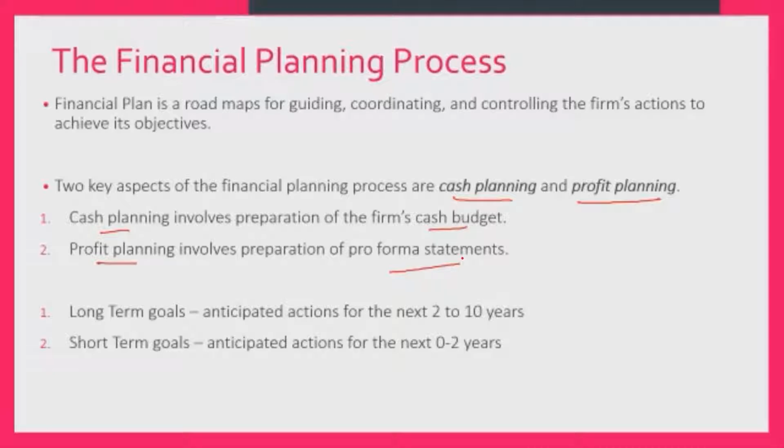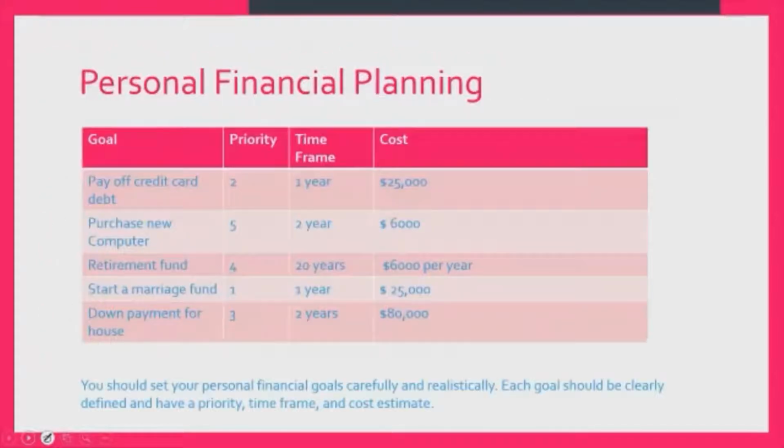Now, it's important to know, when we're planning, we have long-term and short-term goals. We set them. Long-term goals would be those anticipated actions or things they want to achieve within 2 to 10 years, financial goals. Short-term is shorter, 0 to 2 years. Bringing in some personal financial planning here to help you along. When you're planning your personal finances, you're in college and eventually you will leave college, and from now you can start planning your financial future.